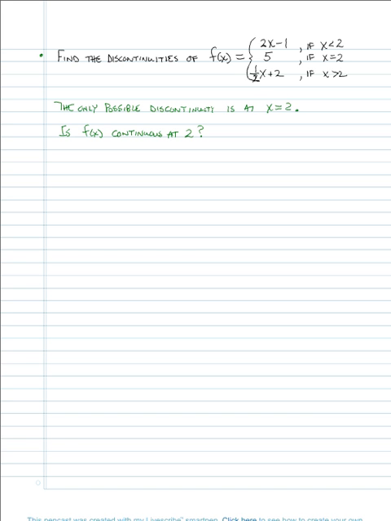And remember, there are 3 conditions. The first condition, we have to ask the question, is f of 2 defined? It has to be defined for it to be continuous at 2. Well, when we look at the function and look at the value x being 2, the functional value is 5. And so we can answer yes, because we know that f of 2 is actually equal to 5 based on the definition of the function. So it passes the first test.